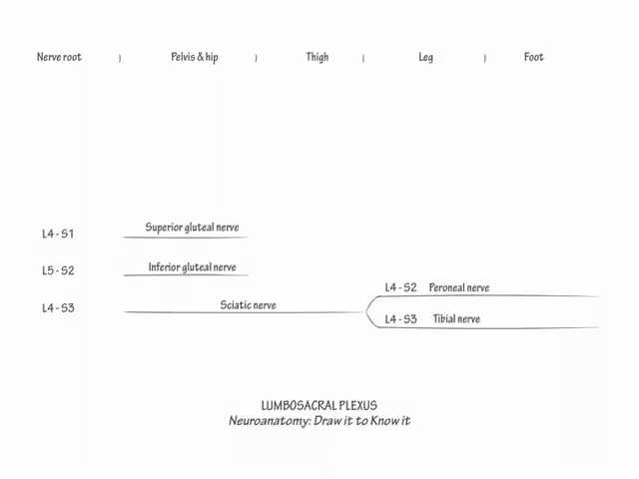Moving up, draw the femoral and obturator nerves. Indicate that L2 to L4 form them. The femoral and obturator nerves constitute the major nerves of the anterior thigh.